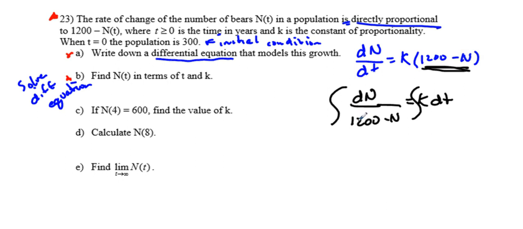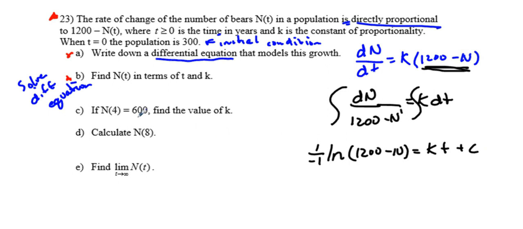From here, we're going to integrate both sides. Looking at the left side, this is a power of 1, in our dependent variable N. So when we integrate, it's going to be the natural log of 1200 minus N, divided by whatever the coefficient is, so divided by negative 1. We could use substitution with this one as well, but this is the fast, efficient way of doing it. On the back side, we have kt plus c.